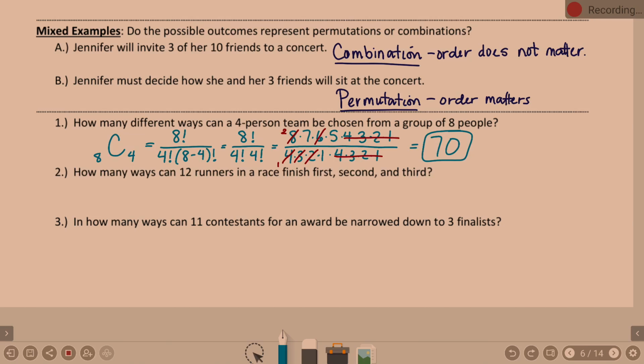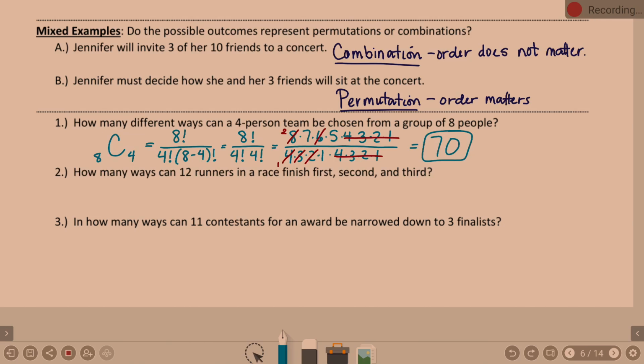What about problem number 2? How many different ways can 12 runners in a race finish first, second, third? Because it's how many in order for second and third. Okay. Does order matter when we're talking about finishing first, second, third?